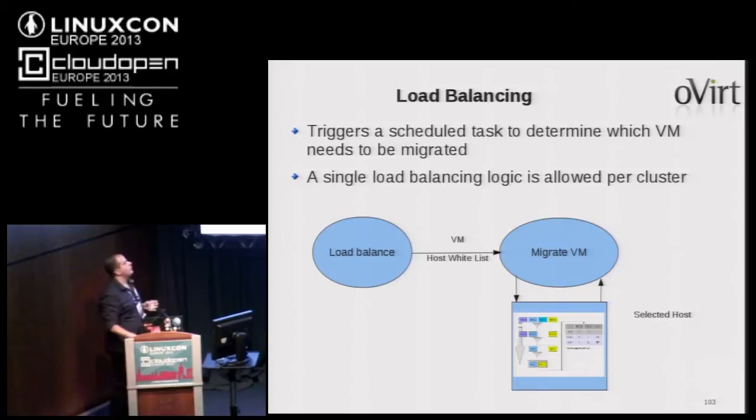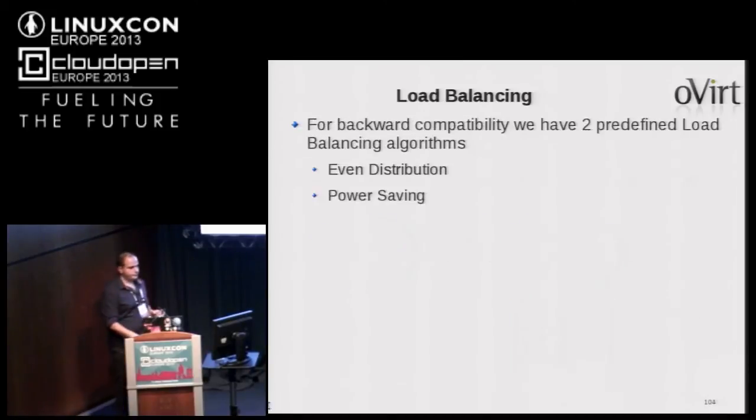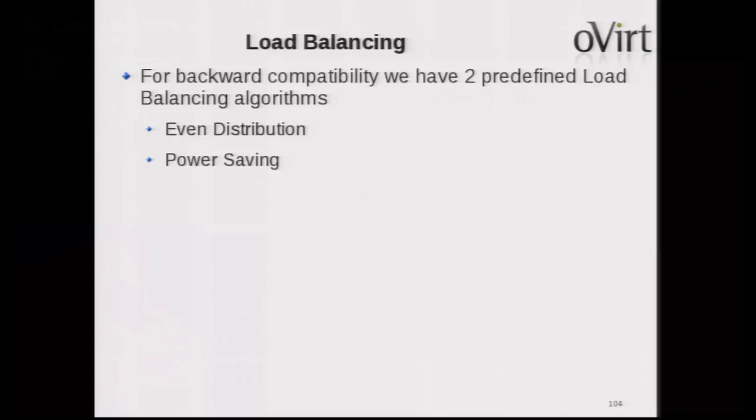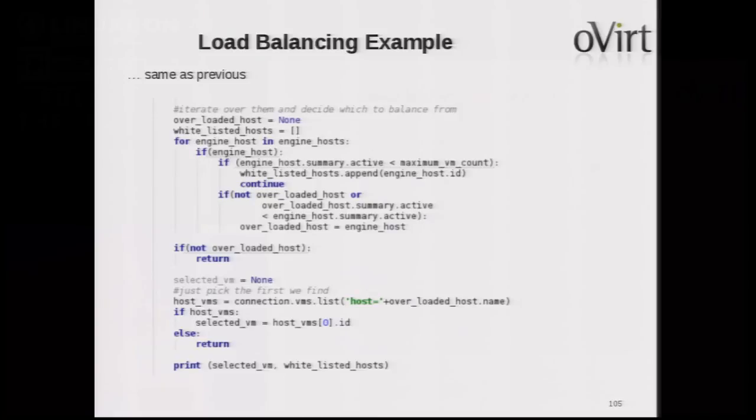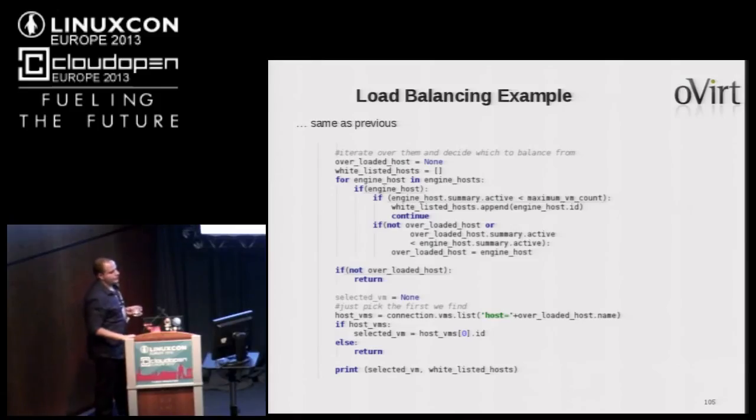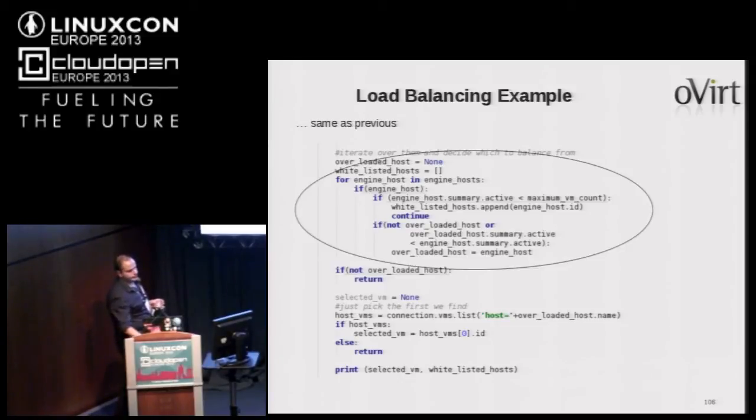And the third part in here is a load balancer that periodically runs and determines whether a VM should be migrated now in my environment. Again, we had two load balancing algorithms, evenly distributed and power saving, and we created two predefined load balancing policies for that. In the load balancer, we run on all the hosts, and we check if the number of active VMs on the host is smaller than the maximum. If that's the case, then the host is in the whitelist.